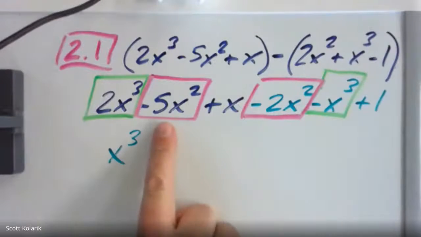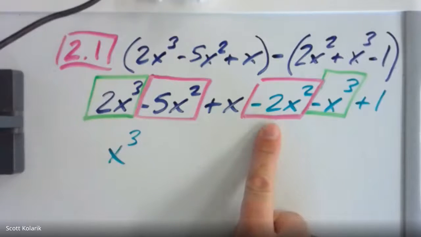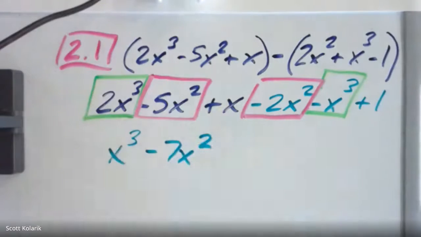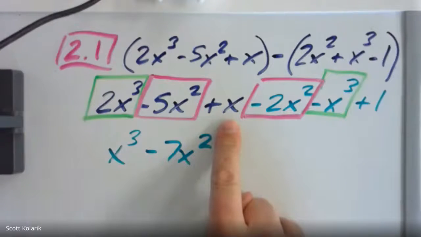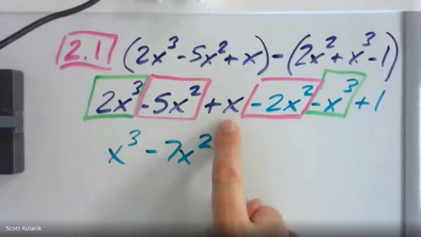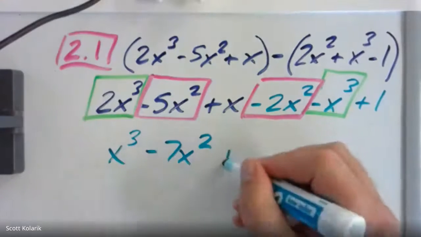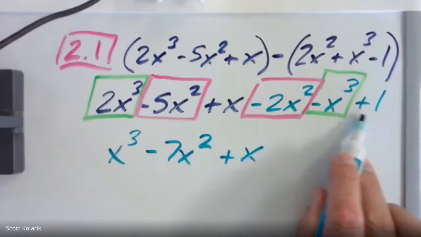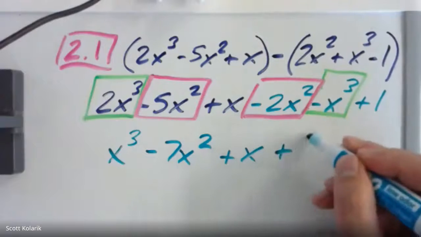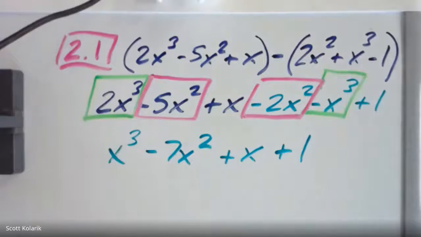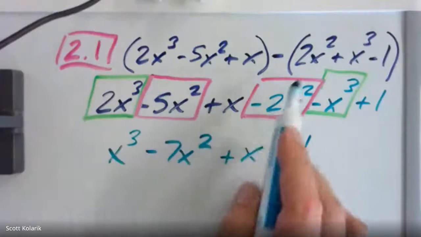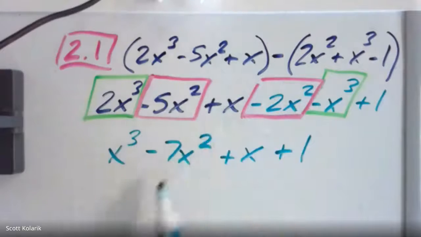And so when I combine these guys, -5 and -2, that will make a -7x squared. X's can only combine with other X's. Well, there are no other X's to combine with, so that plus X stays just plus X. And lastly, numbers can only combine with other numbers, so this plus 1 will remain plus 1. And this would be my final answer for the arithmetic happening here, namely just subtracting the two polynomials.